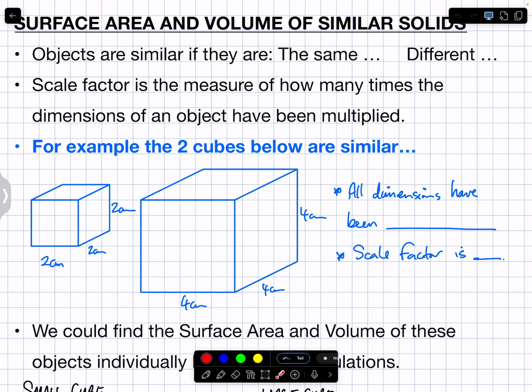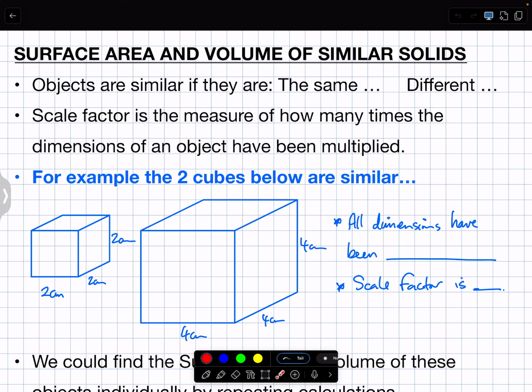Can I review? Objects are similar if they have the same, what, size? That's congruent. Same shape, but different in size. One can be bigger, one can be smaller, they're similar.